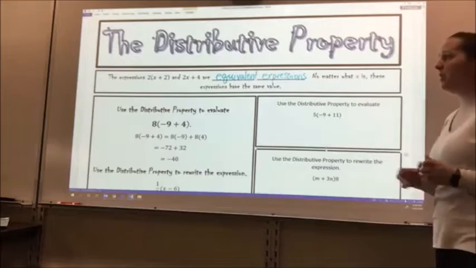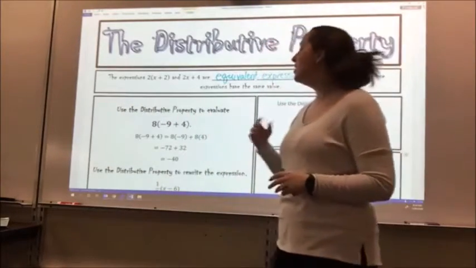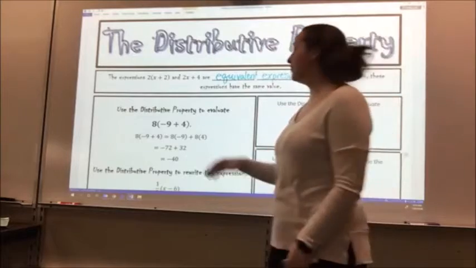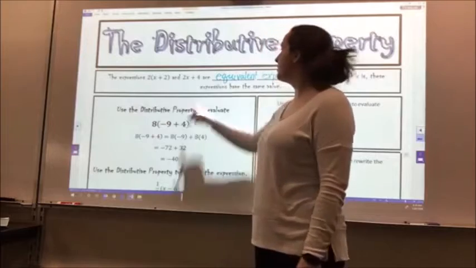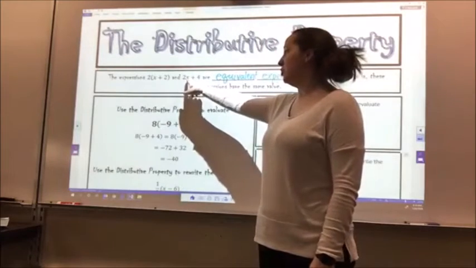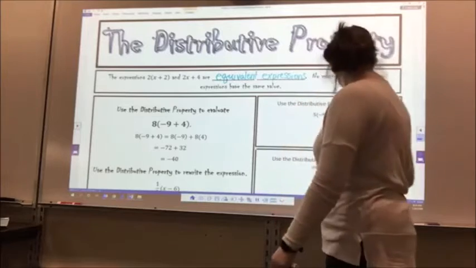So I can substitute any value that I want for either of these x's and I'll get the same thing. So let's say that x is 1. 1 plus 2 gives me 3. 3 times 2 is 6. 2 times 1 gives me 2. 2 plus 4 is 6. Okay, so I get the same expression.